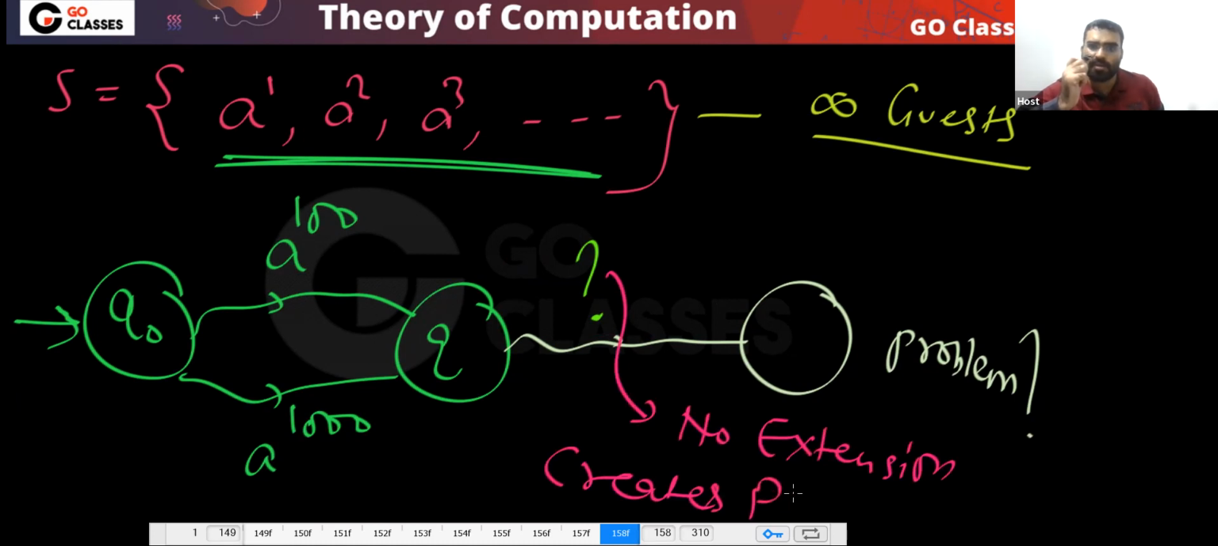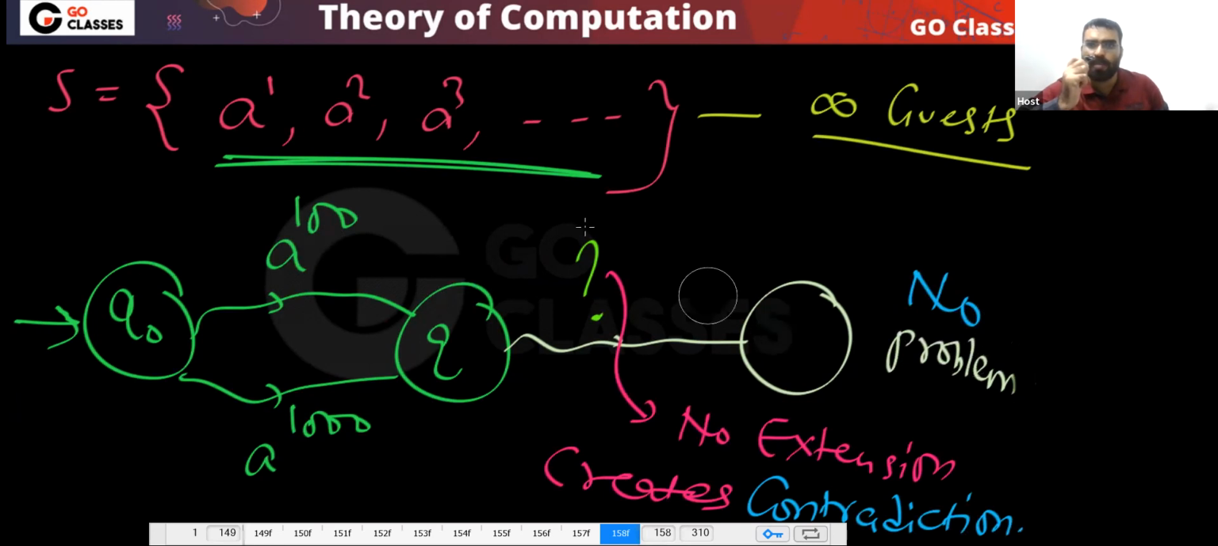Creates contradiction. I can say no extension creates contradiction. Can I say that? There is no problem, I can say there is no problem, right? This is what I'm saying. Did you understand this? So this set will not work. Notice that you cannot take a set randomly, because no extension can create a problem.